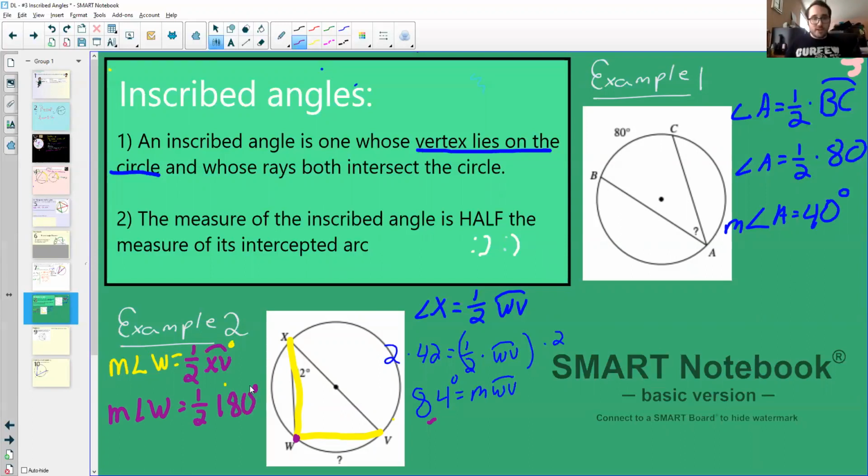So the measure of angle W is equal to half of 180 degrees. And what's half of 180? Because remember, this is an inscribed angle. Half of 180 is 90. So now we know that angle W is 90 degrees.